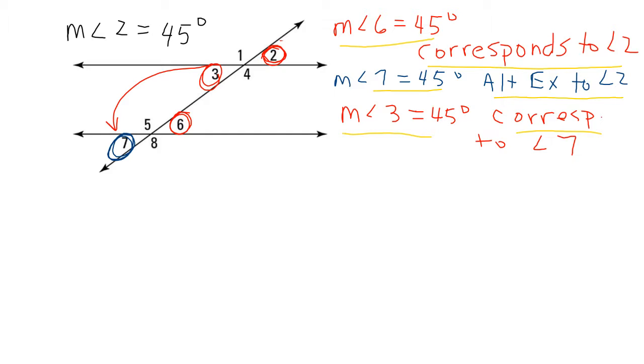How do we get the others? Well, I'm going to choose to apply same side interior right here. So the measure of angle 4, since these are same side interior, and please go through the theorems again, same side interior angles are always supplementary. So measure of angle 4 would equal 180 minus 45. So that gives me 135 degrees. And why is that? It's same side.